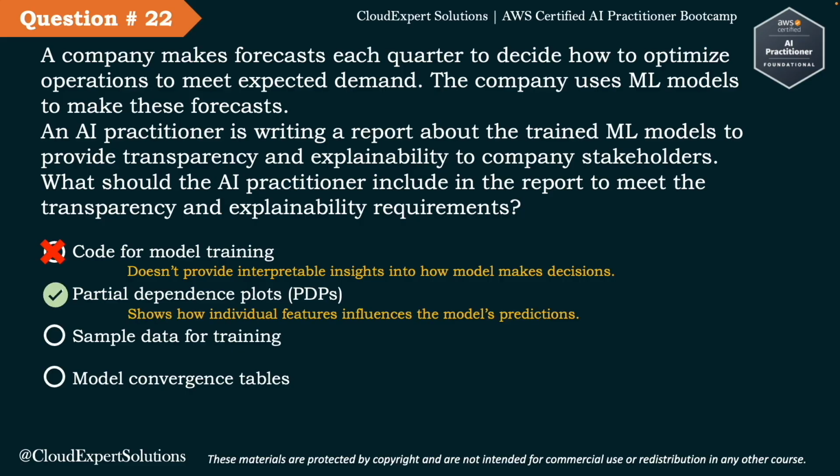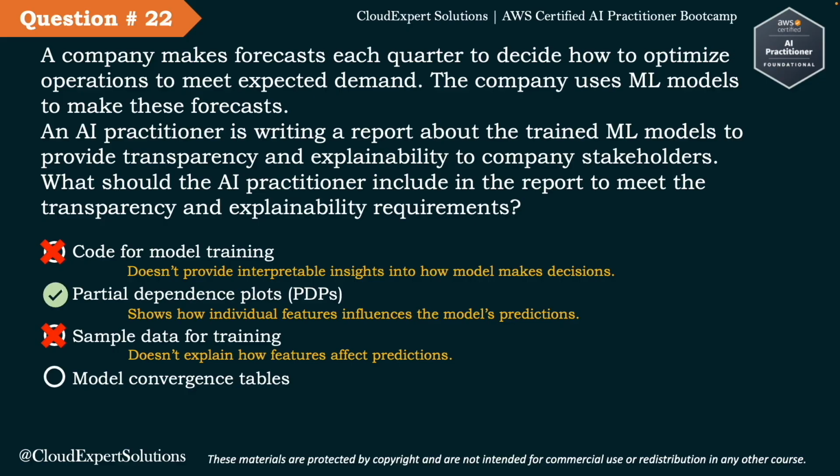Let's park it and let's move to our third option, sample data for training. Showing sample data can illustrate what model was trained on, but it does not explain how features are affected by the predictions, and it's informative but not sufficient for explainability. That is why option 3 is not correct.